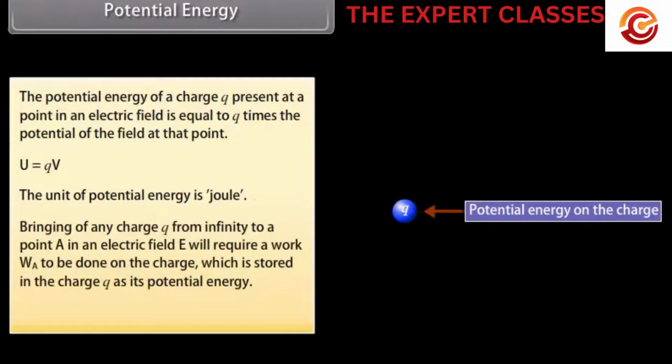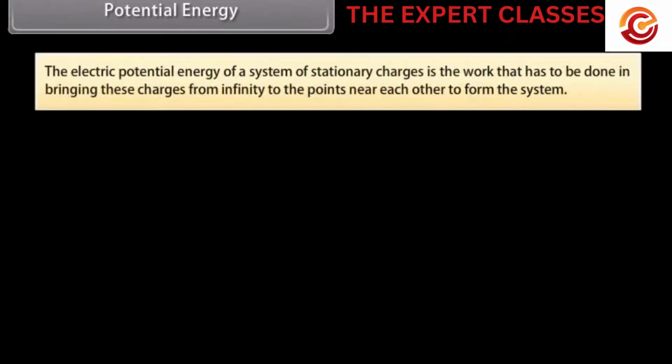Bringing of any charge q from infinity to a point A in an electric field E will require a work W_A to be done on the charge, which is stored in the charge q as its potential energy. U_A is equal to qV_A. The electric potential energy of a system of stationary charges is the work that has to be done in bringing these charges from infinity to the points near each other to form the system.